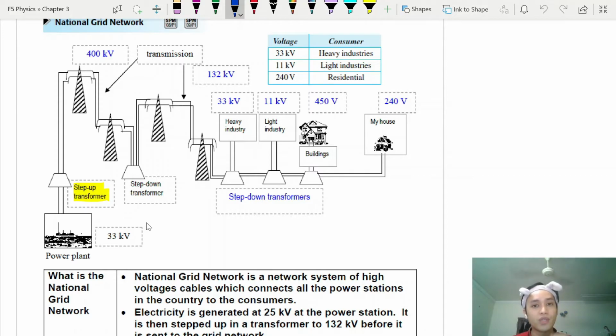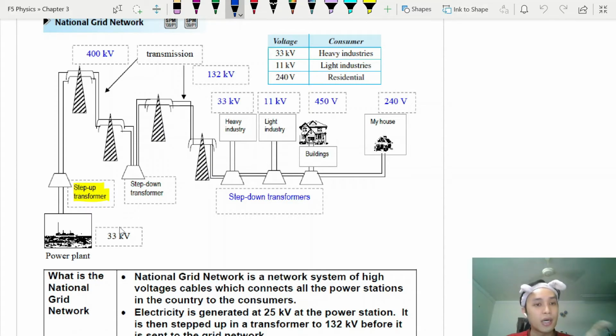Remember when we talk about voltage, it's about energy. If you send it at low energy, maybe the power or your current goes halfway, it won't even reach your house, already lost as heat energy, all gone. So maybe not enough power, in other words.